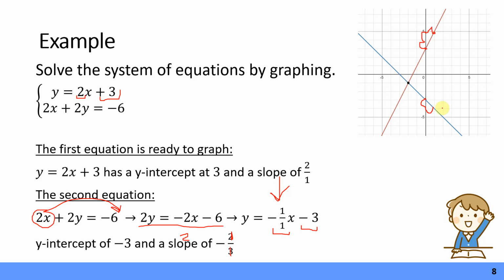Obviously, you could see the solution already. The solution is the point where they intersect. So this is negative 2, negative 1. So that's my solution for this problem.